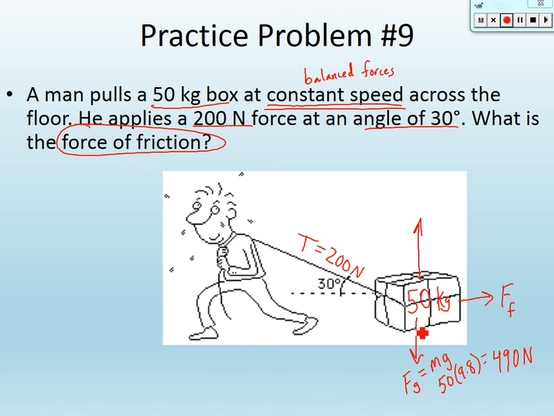My point is, is the box moving up and down in a vertical manner? No. So this normal force has got to be what? 490. Or does it? Nope. Guess not. Because he's pulling up on it.